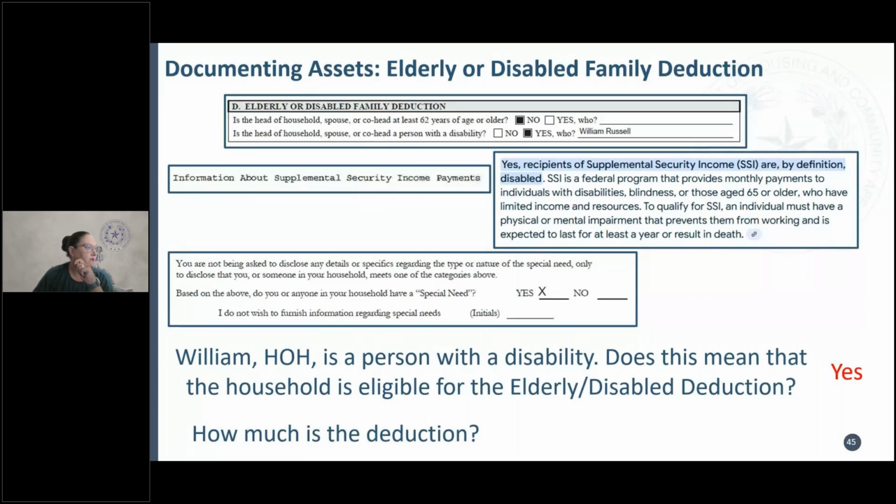All right, I'm going to go ahead and end this poll in the interest of time. So the household is going to be eligible for a $525 deduction.